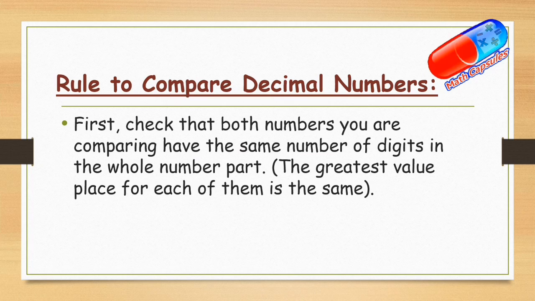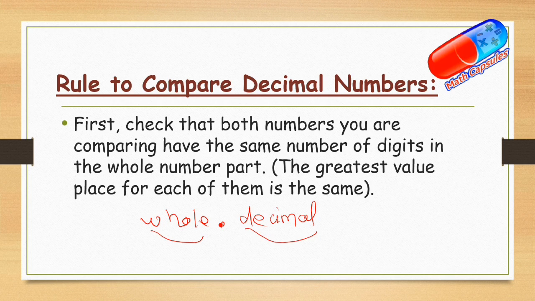Okay, let's go to the decimal numbers. For decimal numbers, the first rule is to check that both numbers you are comparing have the same number of digits in the whole number part. Remember, in a decimal number we have a whole number, the decimal point, and then the decimal part. So we have two parts, the whole number part and the decimal part.